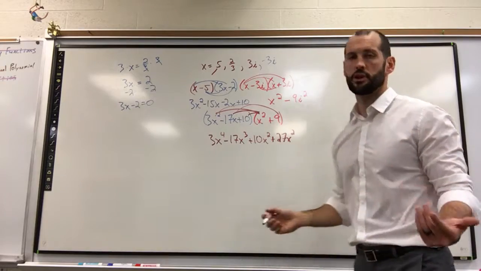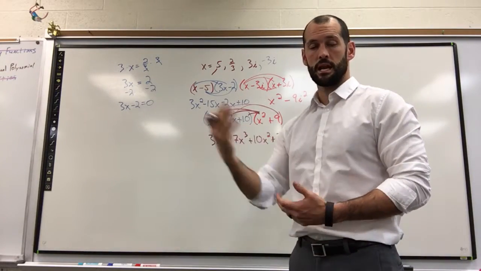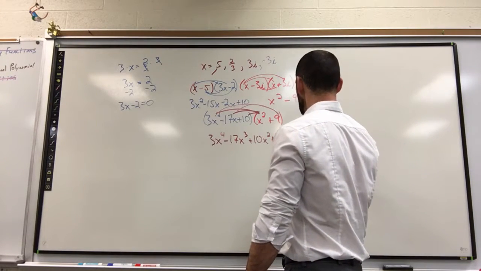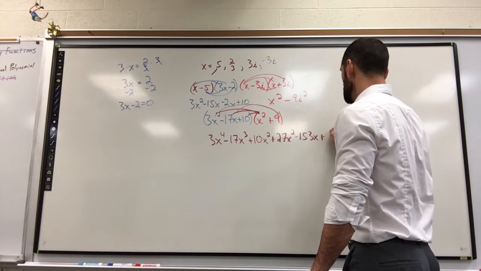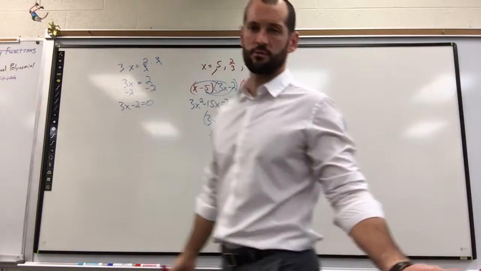Now, even if you don't have a calculator, you can do this. Break it apart. 10 and 7. 90 and 63 gives us negative 153x. And then lastly, plus 90. All right, combine like terms and you're done.